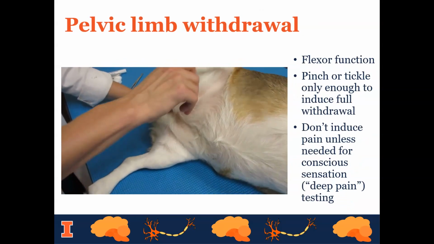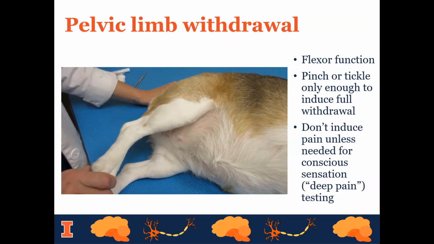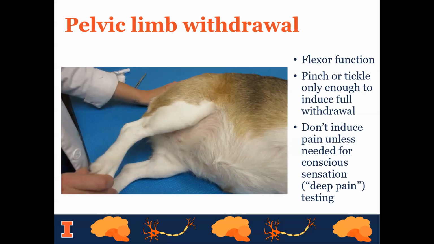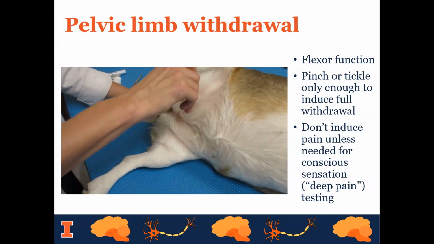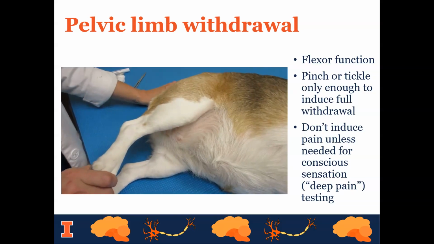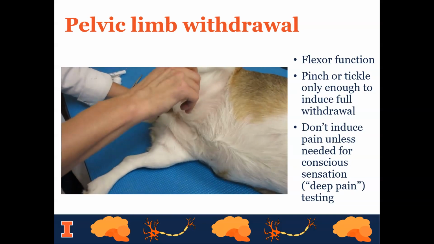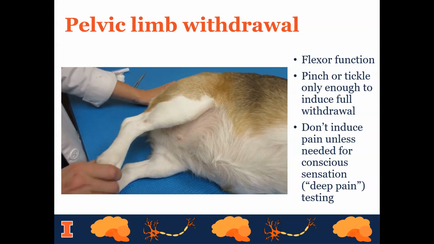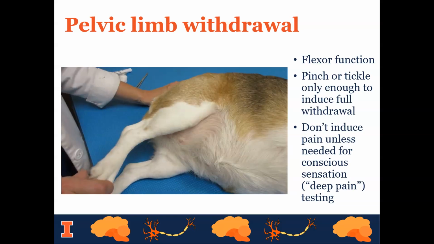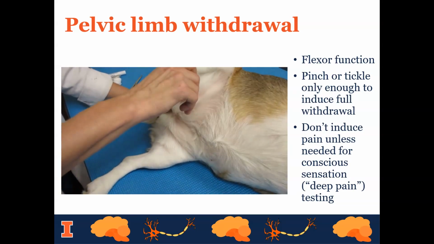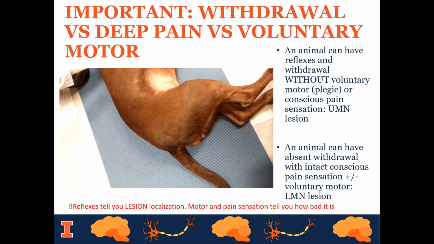But one of the best tests for sciatic is just that little pinch to get a good withdrawal. So that helps to lift at the heel and pull up at the knee. And in this case, we also have Daisy telling us that she feels it consciously. You might see she's whining a little bit as I pinch her little toes.